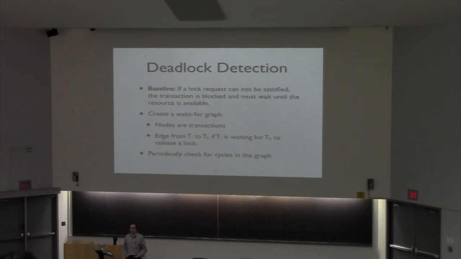The simplest way that you can track what kind of locks are in place is to keep what's called a waits-for graph. This is really simple. It's just a graph where every single node represents a transaction. Every single edge represents a blocked lock. So if you have an edge from transaction I to transaction K, that means that transaction I is waiting for transaction K. How would you use this one?